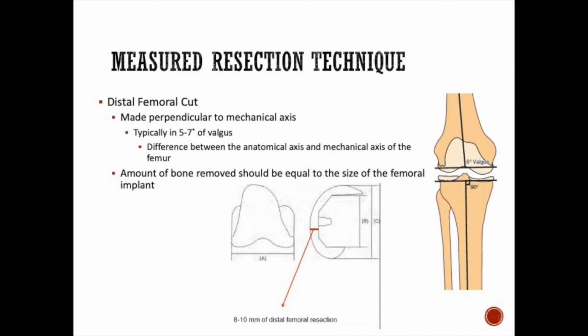The distal femoral cut is then made perpendicular to the mechanical axis that you're looking for. Again, that 5 to 7 degrees of cut, which is the difference between the anatomic and mechanical axis. The amount of bone removed should be equal to the size of the femoral implant. So again, you're recreating the native anatomy as best as possible.